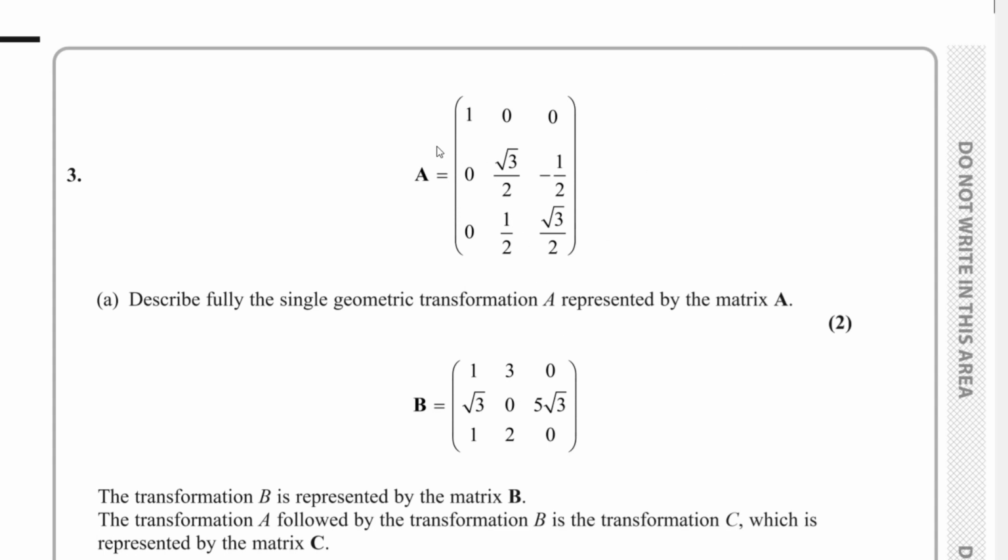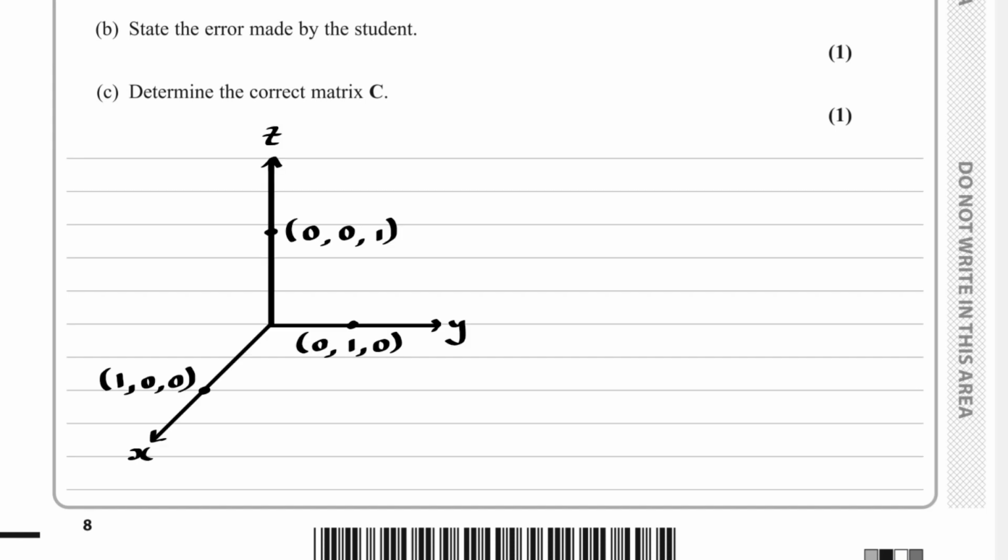Question number 3. We have the matrix A: 1 0 0, 0 root 3 over 2 1 half, 0 negative 1 half root 3 over 2. Part A, we have to describe fully the single geometric transformation A represented by the matrix A. For part A, we have to derive the rotation matrix.